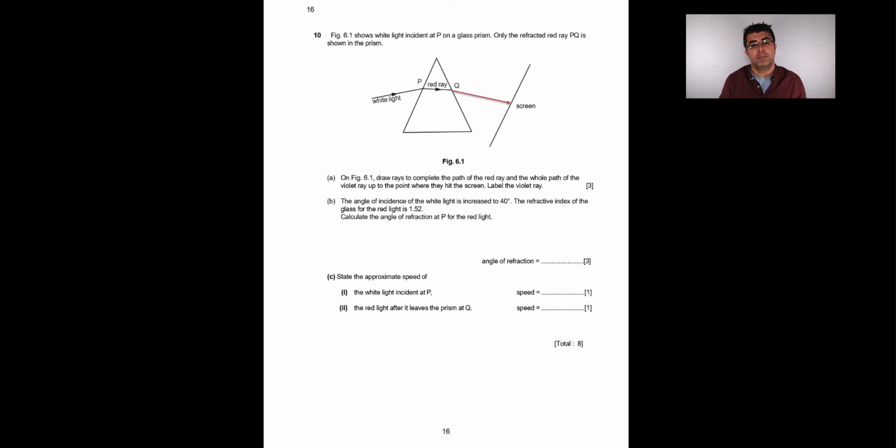If I drew a normal, which I haven't in this case, the light would bend away from the normal towards the screen. And then the violet ray, you have to understand, actually refracts inside the glass prism. This is very often badly done by students. They think the violet ray only refracts once it comes out of the glass. So it bends towards the normal inside the glass, and when it comes out it bends away.